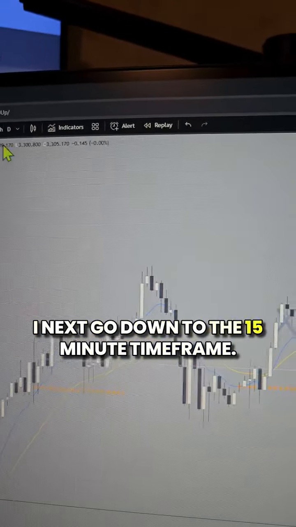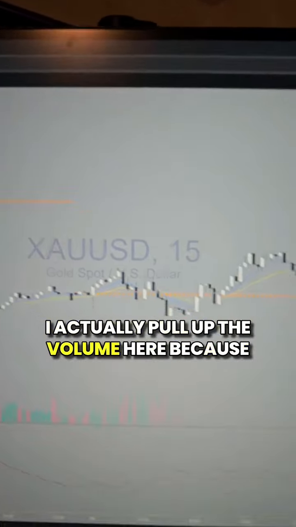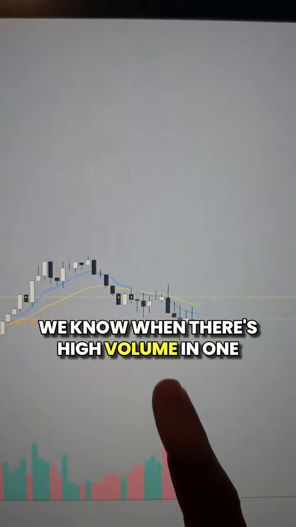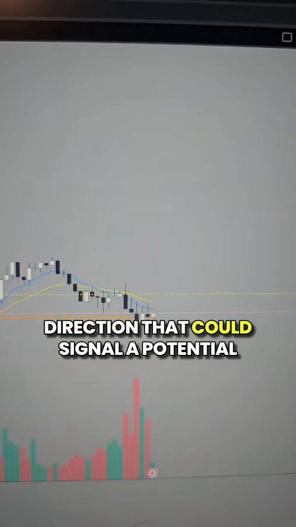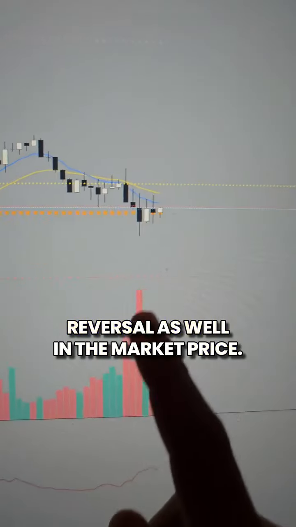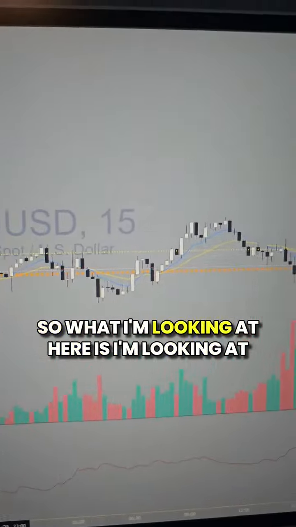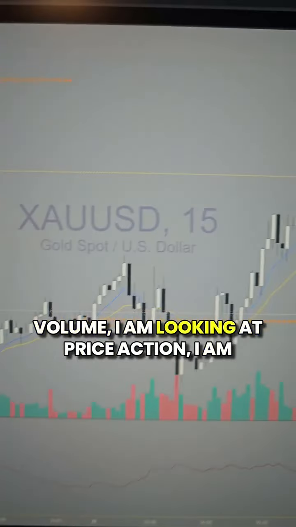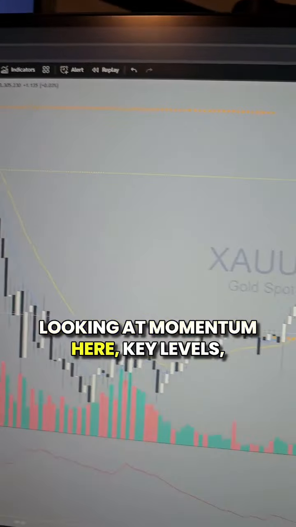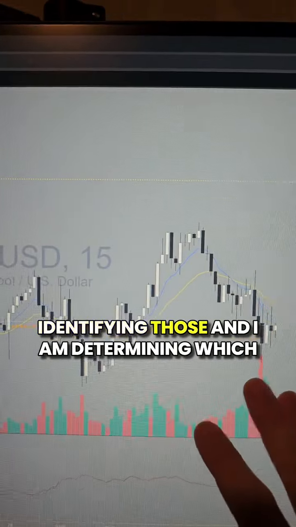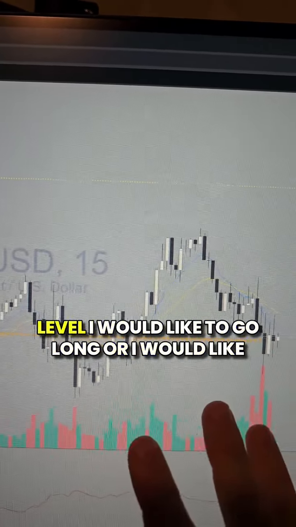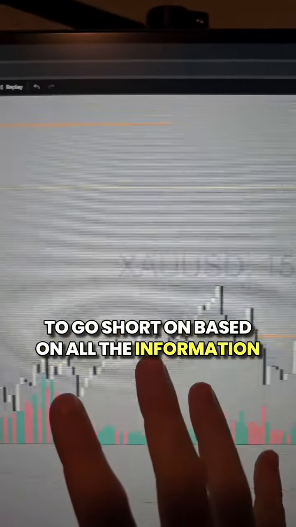I next go down to the 15-minute time frame. I actually pull up the volume here because we know when there's high volume in one direction that could signal a potential reversal in the market price. So what I'm looking at here is volume, price action, momentum, and key levels, identifying those, and I am determining which level I would like to go long or short on based on all of the information that I'm collecting here.